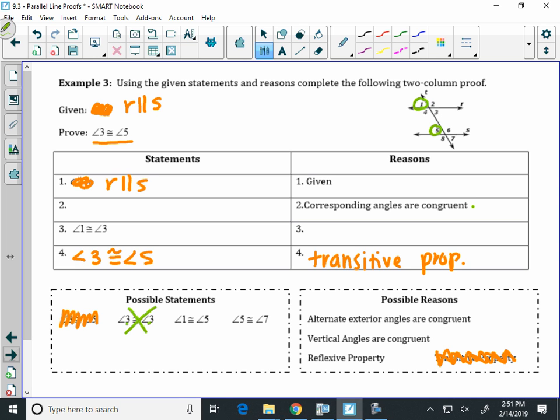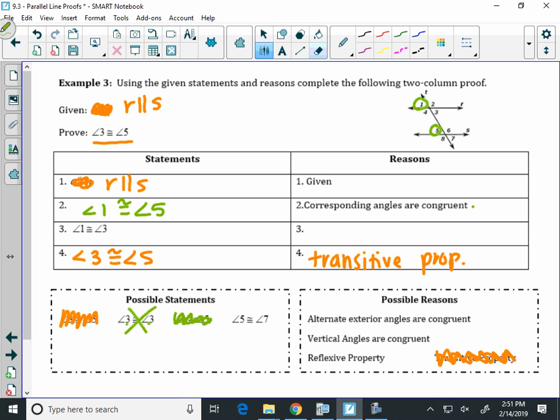So I'm going to check the next one just to be sure they didn't kind of double up. 5 and 7. 5 and 7 are not corresponding angles. So the only pair of corresponding angles are angle 1 and angle 5. So that's what I have to put for statement 2. If the reason is corresponding angles are congruent, the angles that you put with that statement have to be corresponding angles. Okay? They have to match what the reason is.